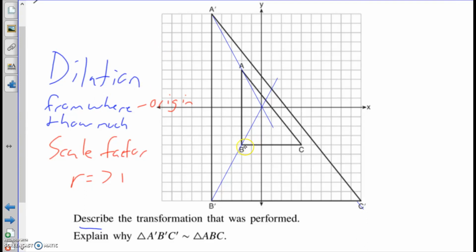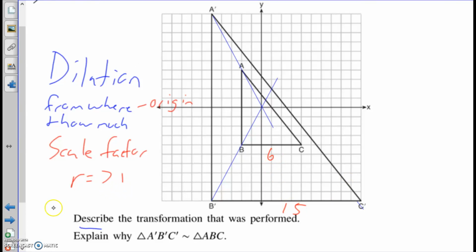Well, we could count boxes. If I use BC as an example, it's 1, 2, 3, 4, 5, 6, the length of 6. And B' to C' is 1, 2, 3, 4, 5, 6, 7, 8, 9, 10, 11, 12. So that's where it would be if we had a scale factor of 2. But it's 13, 14, 15. 6 to 15. What is the scale factor that brings 6 to 15?